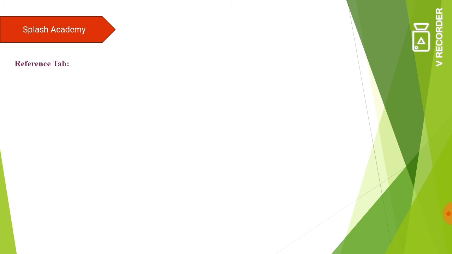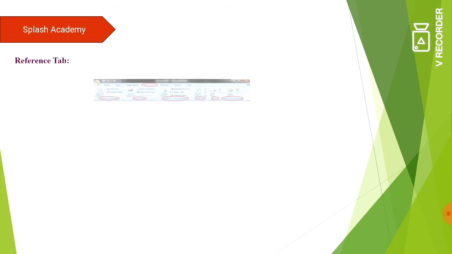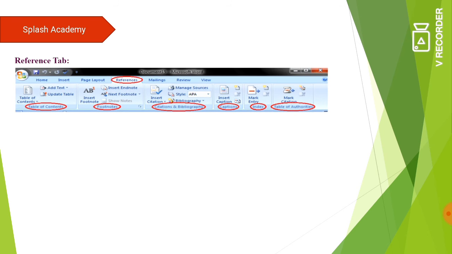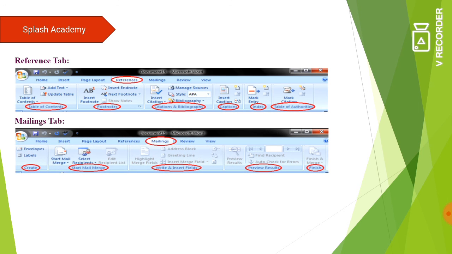Reference tab. The reference tab also comes under the ribbon tab. Under this reference tab, what groups are present? Table of contents, footnotes, citations and bibliography, captions, index, table of authorities. Next, mailings. Under mailings: create, start mail merge, write and insert fields, preview results, finish.